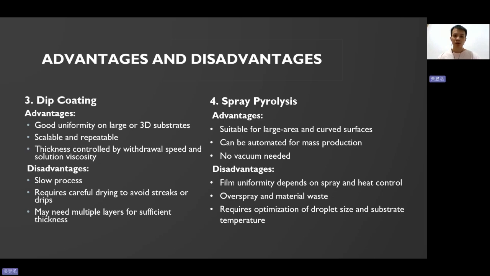4. Spray pyrolysis. Advantages. Suitable for large area and curved surface. Can be automated for mass production. No vacuum needed. Disadvantages. Film quality depends on spray and heat control. Overspray and material waste require automation of droplet size and substrate temperature.